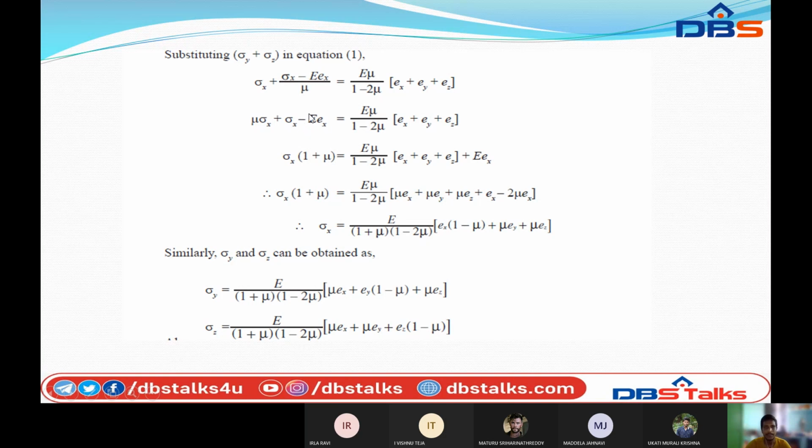After sending it to the right-hand side, it will be plus E Ex. After that, sigma x times 1 plus mu equals E mu by 1 minus 2 mu times Ex plus Ey plus Ez, plus E Ex. Multiplying with mu on both sides gives mu Ex plus mu Ey plus mu Ez plus Ex minus 2 mu Ex.